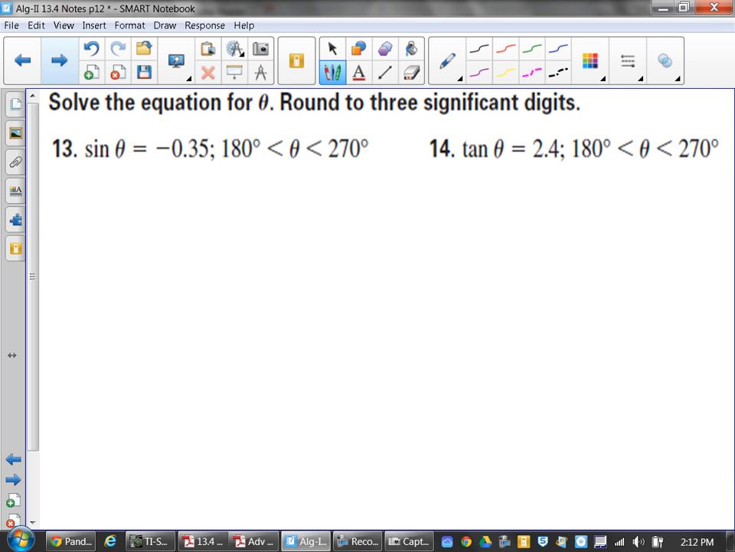We'll do another one with the sine value. We have the sine of theta is going to equal negative 0.35. And then they're going to want you to move that again to the third quadrant. It just happens to be dumb luck that the questions that we have up here, the ones we've done, are going to be third quadrant. I have other ones here for you in a second.